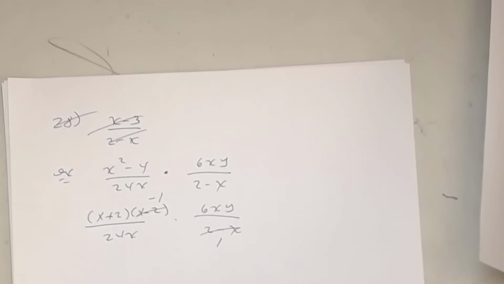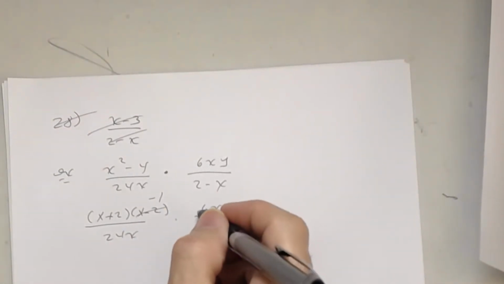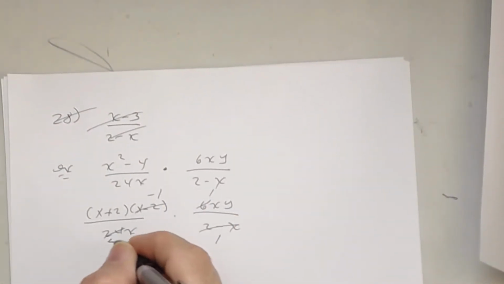All right, so you can now look at opposites. The next factor you see is 6. Does 6 reduce anything in the denominator? Yes, 24. 6 and 6 is 1. 6 and 24 is 4.